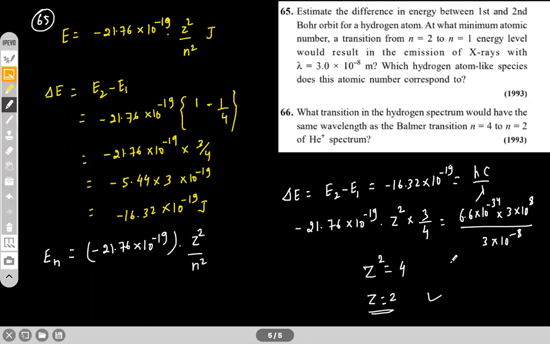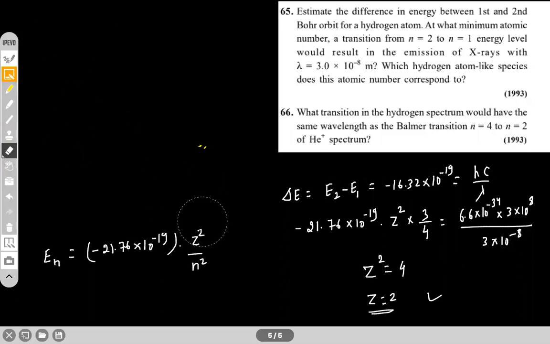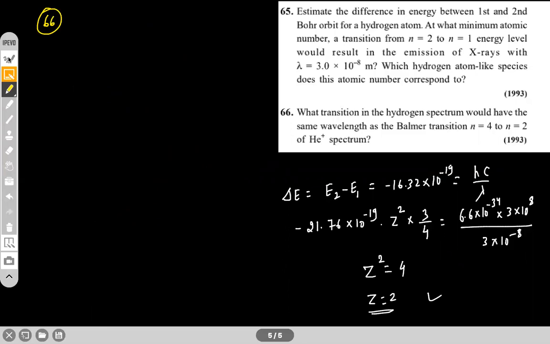Second one. What transition in the hydrogen spectrum would have the same wavelength as the Balmer transition for n equals 4 to n equals 2 for He plus? Okay, this one is also easy. We know the wavelength formula: 1 by lambda is equal to RH Z square, 1 by NF square minus 1 by NI square.